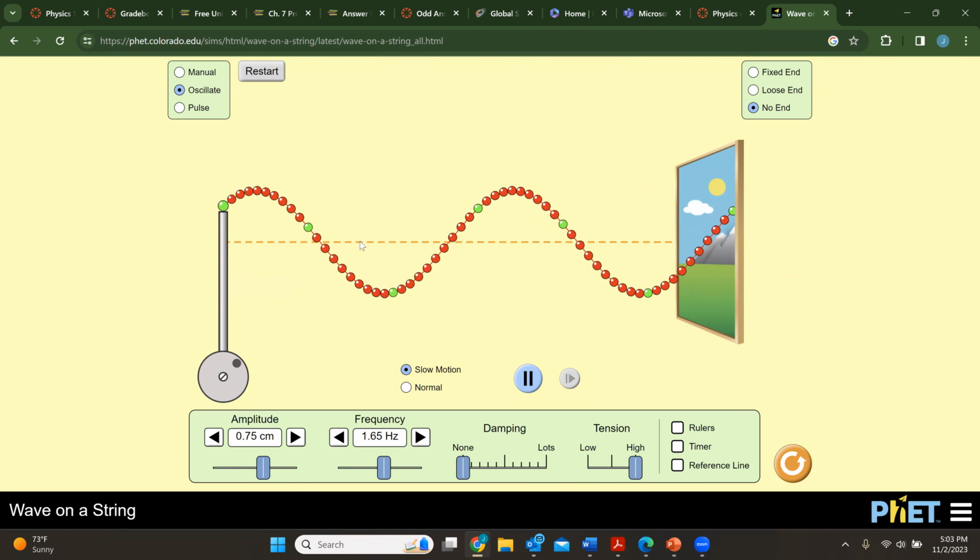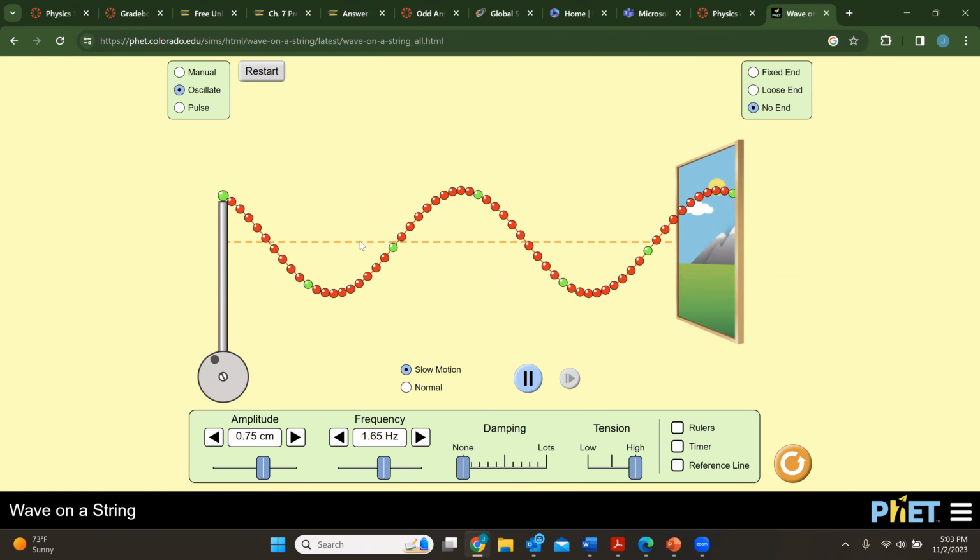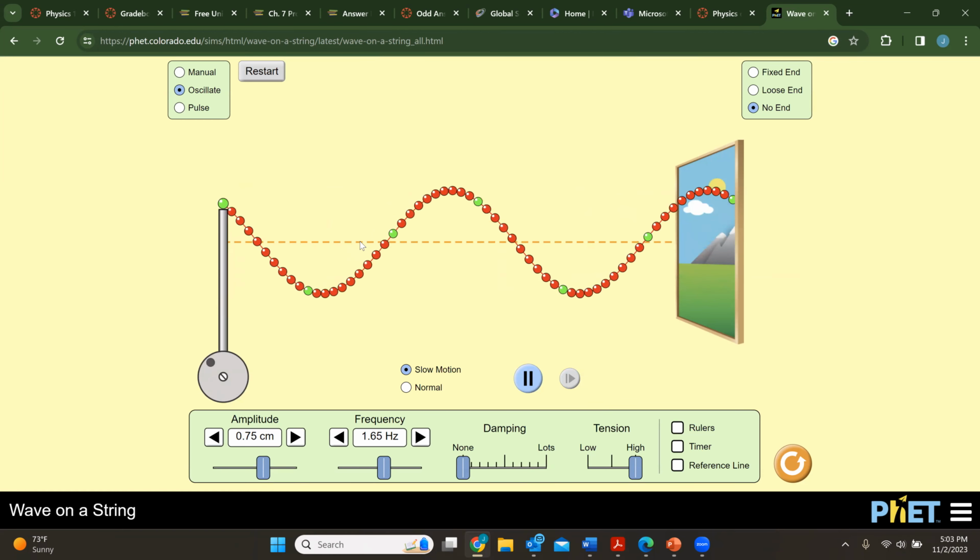When we're talking about sound waves in air, that's already set. That's 1128 feet per second.